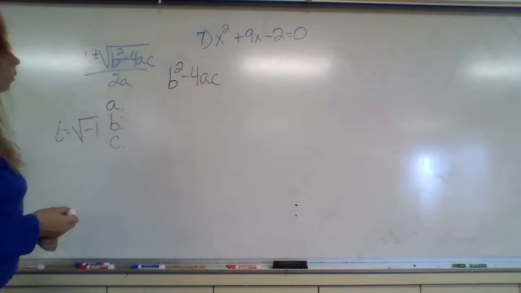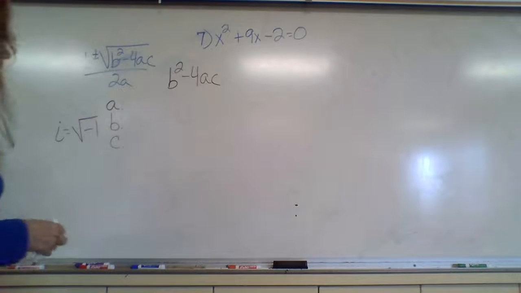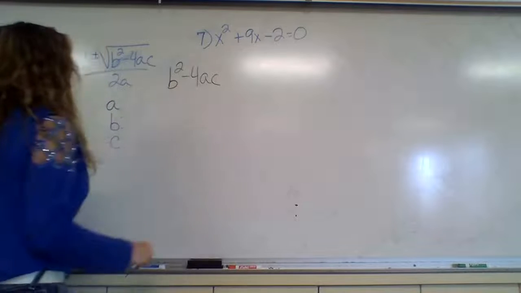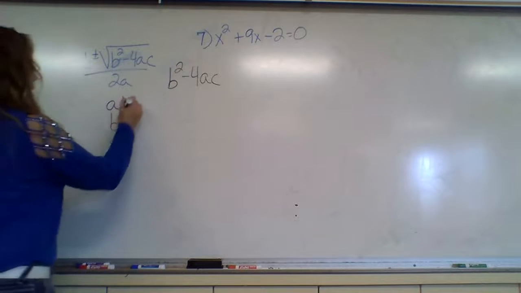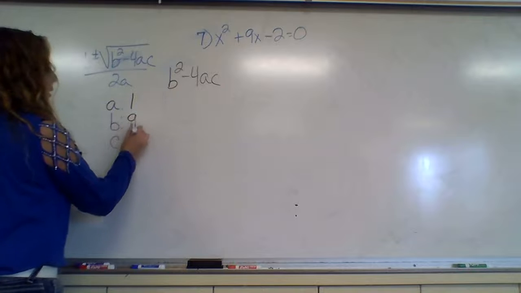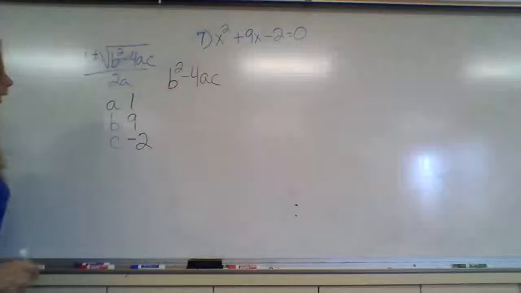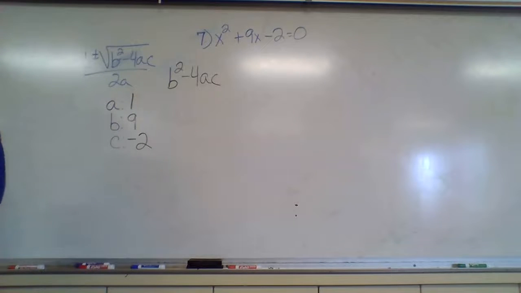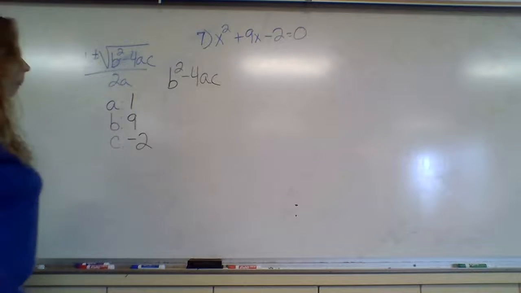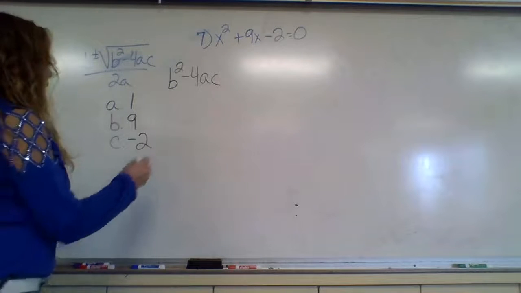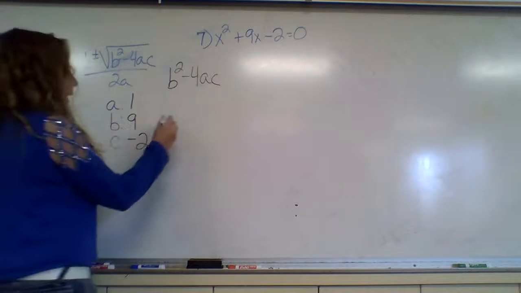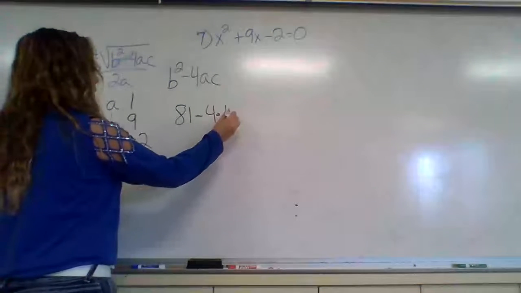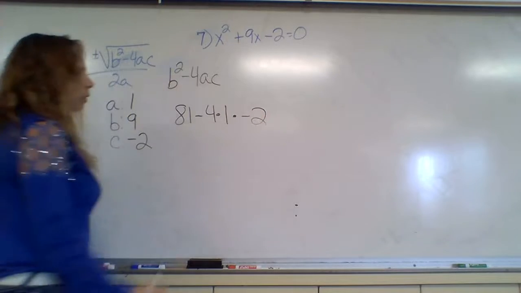All right, here we go. Write down A, B, and C. A is 1, B is 9, C is negative 2. Okay, now that you know these values, you're going to substitute into your discriminant. So b squared, that's 9 squared, so that's 81, minus 4 times a, which is 1, times c, which is negative 2.